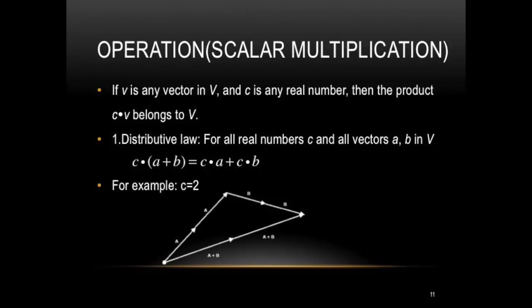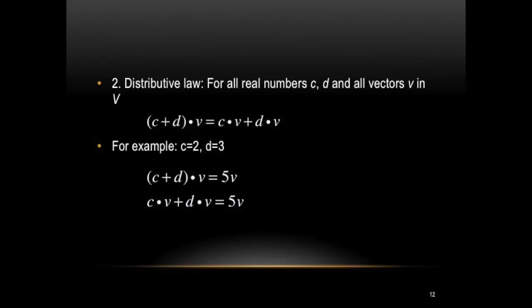For example, when C equals 2, 2 times bracket A plus B equals 2 times A plus 2 times B. The graph shows the result. The second law is also the distributive law. For all real numbers C and D and all vectors V in vector space V, bracket C plus D dot V equals C dot V plus D dot V. For example, when C equals 2 and D equals 3, bracket C plus D dot V equals 5V, and C dot V plus D dot V also equals 5V.